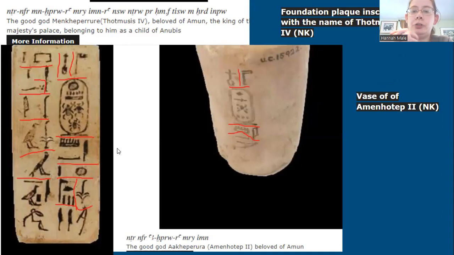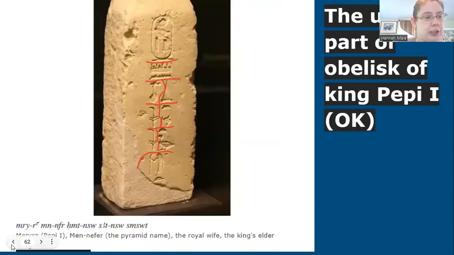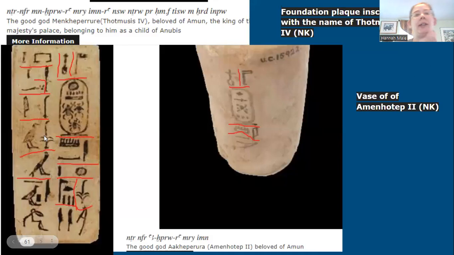We then have two more objects. We have the first object on the left here, which is a foundation plaque that is inscribed with one of the names of Tutmosis the Fourth from the New Kingdom. So that is this object here, which this is the translation that belongs to that.